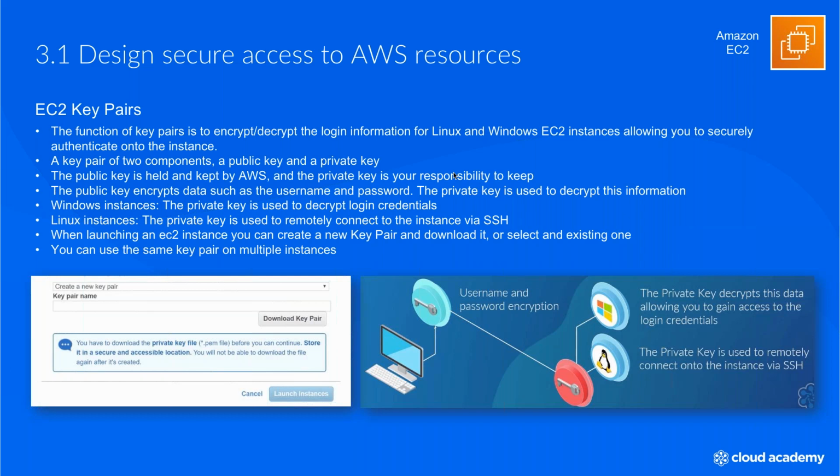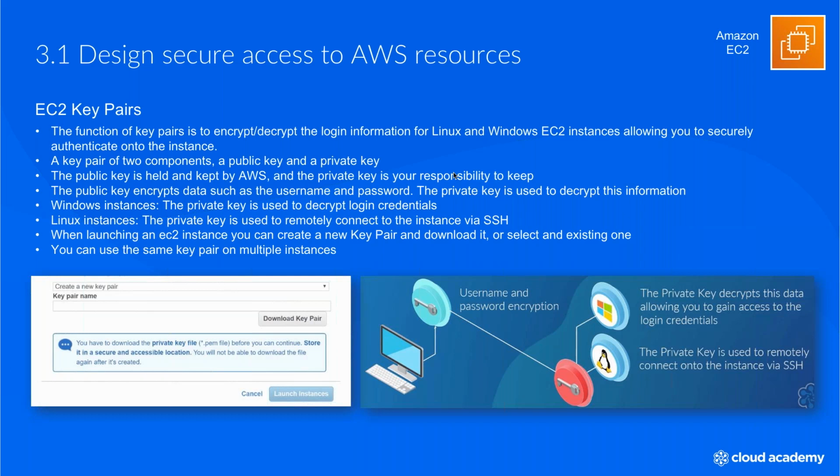And the primary function of the key pairs is to encrypt the login information to allow you to securely connect to your instances. And the key pair itself comprises a public and private key. Now, the public key is stored by AWS, and we as the customers are responsible for maintaining the private key. And without that private key, you are unable to connect to your instance when it's provisioned. So you need to make sure that you don't lose it.